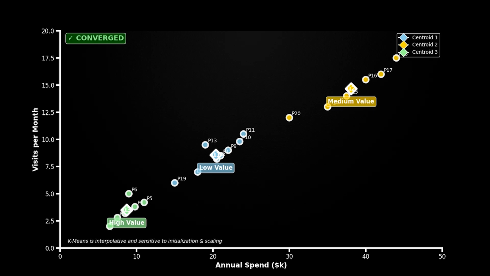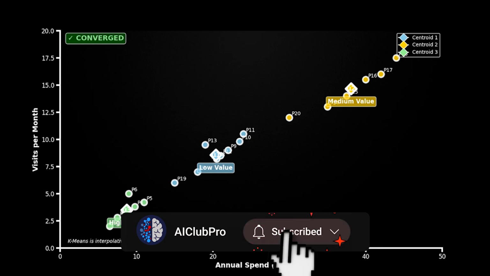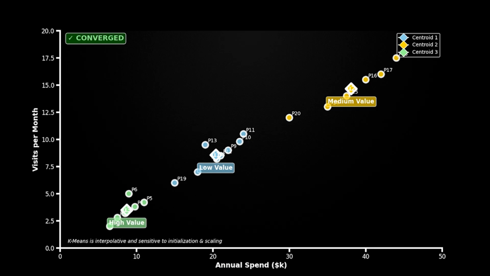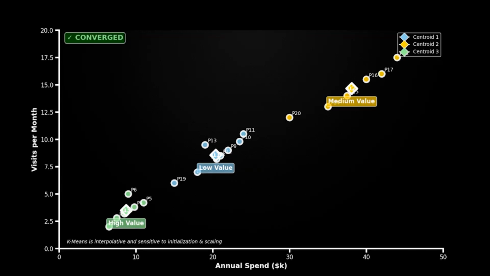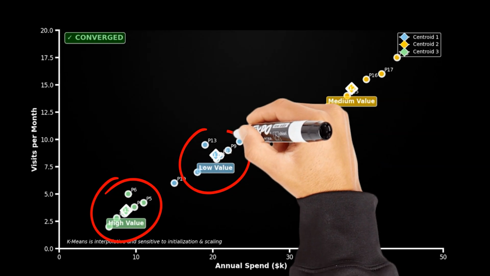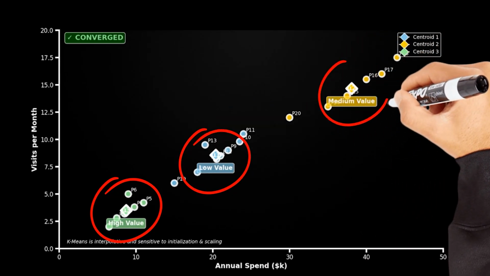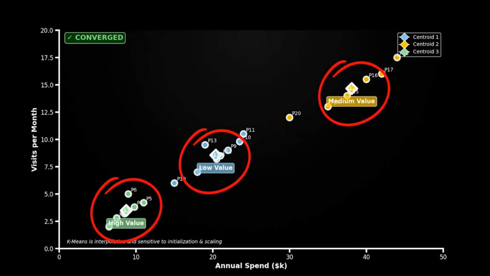We say convergence is achieved when the cluster assignments stop changing from one iteration to the next, or equivalently when the centroid positions stabilize and move less than a very small threshold. At that point, the algorithm has reached a steady state. Further updates don't improve the solution. Notice here that the cluster names are human given. K-means just finds the groups and we interpret and name them.